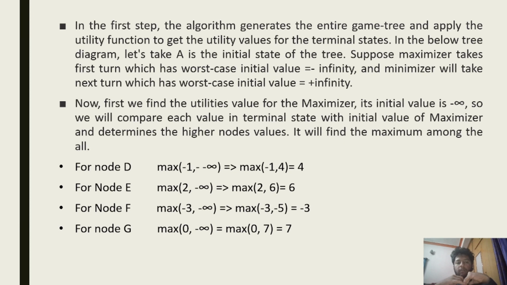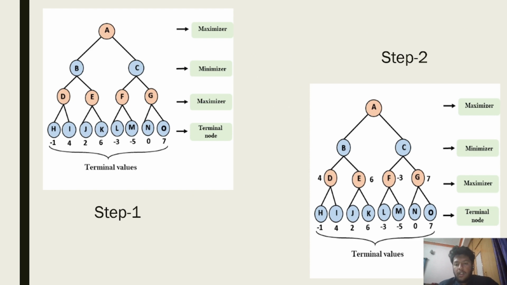So we find utility values for the maximizer, starting from -infinity, so that we can compare each value in the terminal state with the initial value of the maximizer, and it determines the higher node values. So it will find the maximum among all the nodes. For the D node, the maximum will be 4, compared from -1 with -infinity. The max is going to be 4, like here. You can see in D, it will check between -1 and -infinity.